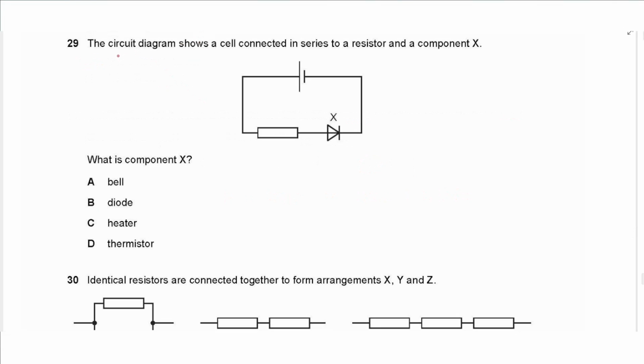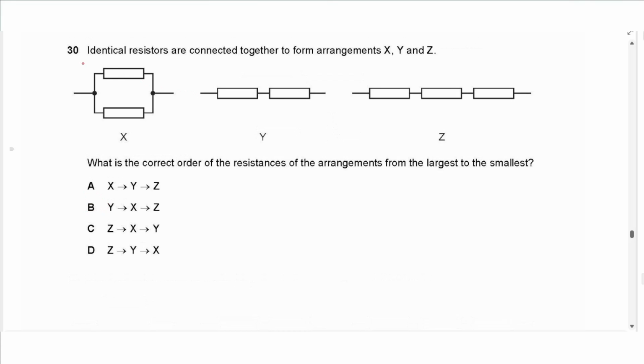Question 29 says the circuit diagram shows a cell connected in series to a resistor and a component X. What is component X? That would be a diode, so the answer is B. Question 30 says identical resistors are connected together to form arrangement X, Y, and Z. What is the correct order of resistances of the arrangements from largest to the smallest?